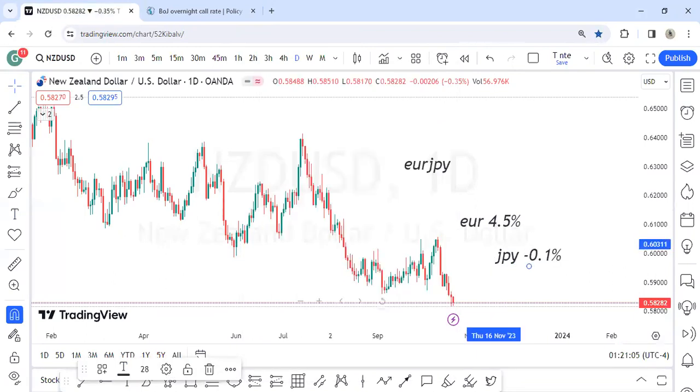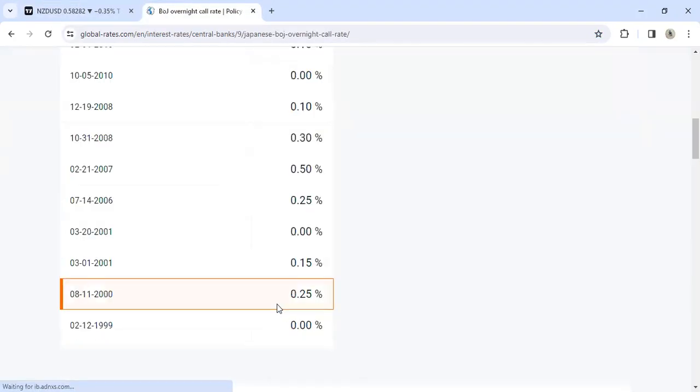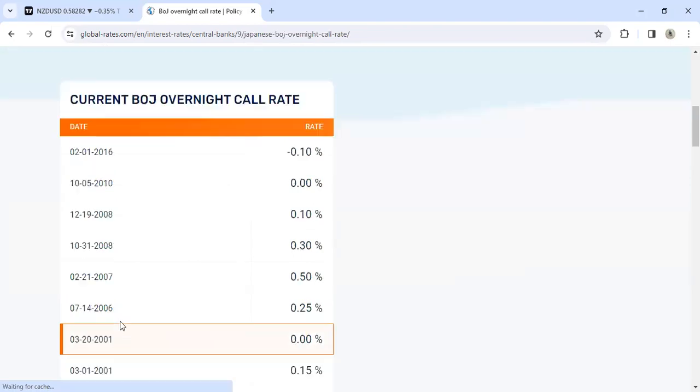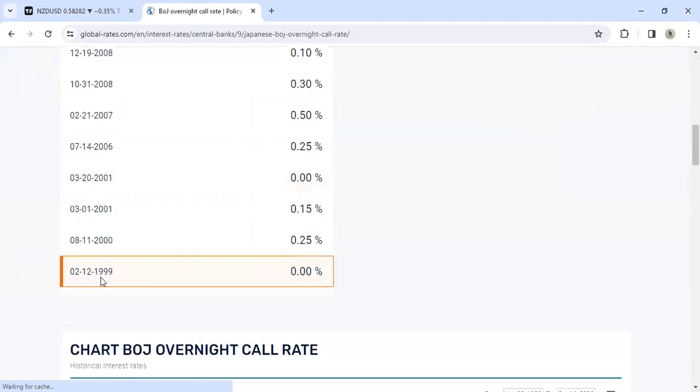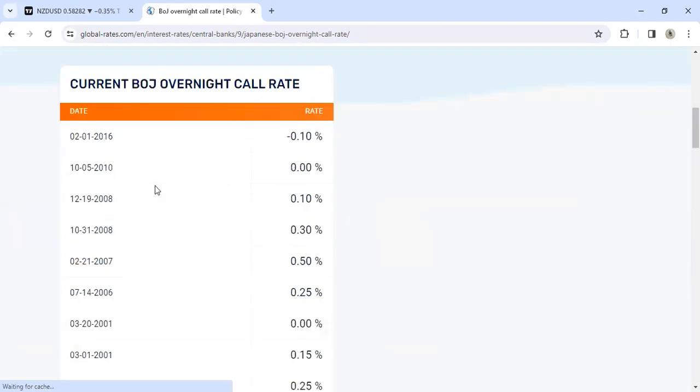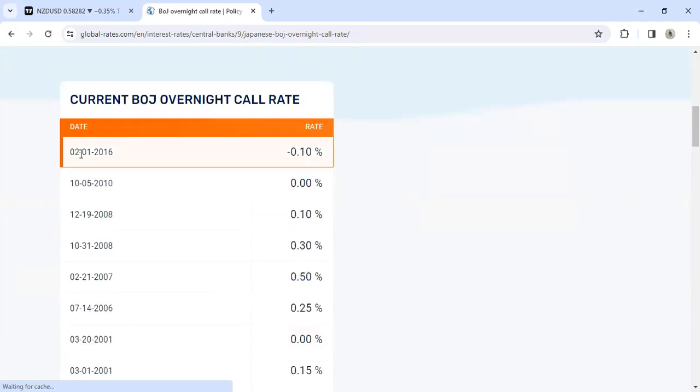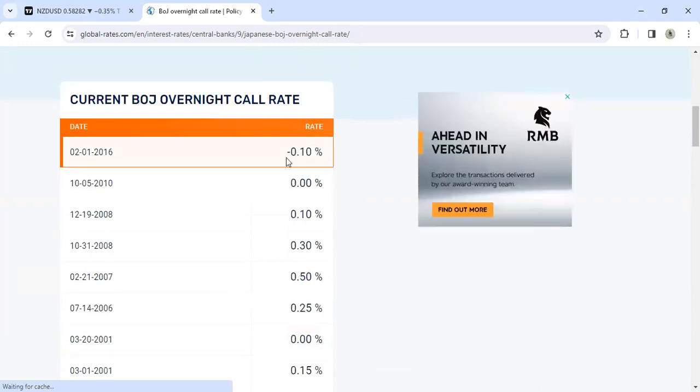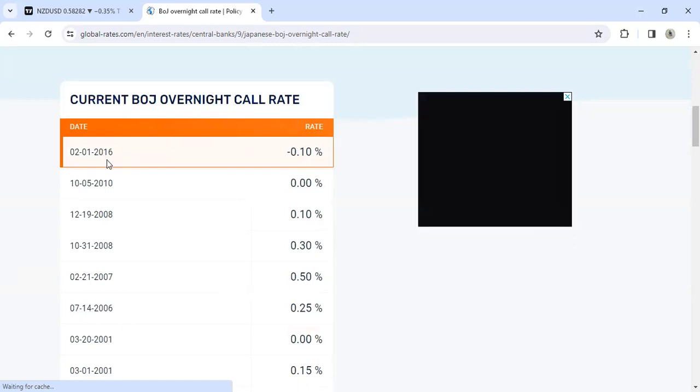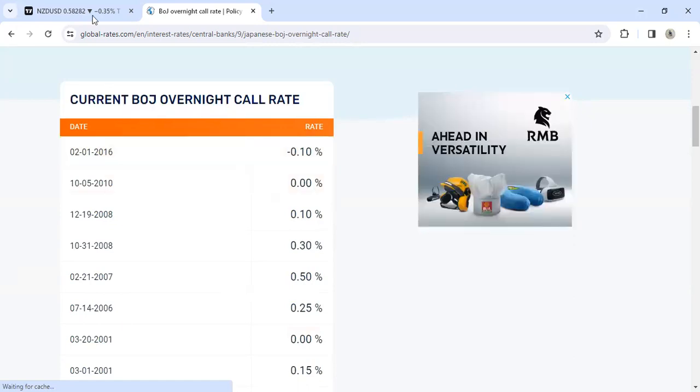So if you look at this very carefully, and the history is what? It has been negative for the past 20 years. It has never gone above. Since 2016, it has been minus 0.1%. So it does not change. So the Japanese interest rate is bearish. I mean, if you put your money in the Japanese bank, you'll actually be taking losses instead of profits.